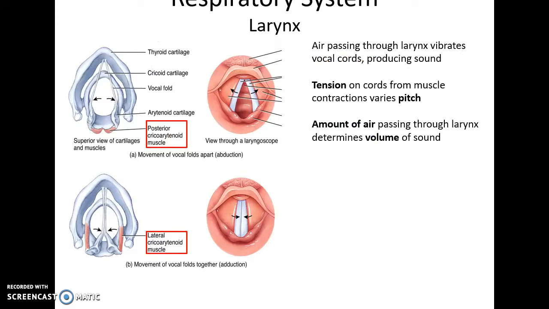When you increase or decrease tension on the vocal cords, this changes pitch. So increase tension, it makes the pitch higher. Decrease tension, it makes it lower. And this is done by muscles within the larynx. And if you want to increase or decrease volume, you just change the amount of air that is passing through the larynx. So increase the force, you get louder, and decrease the force, you get softer.